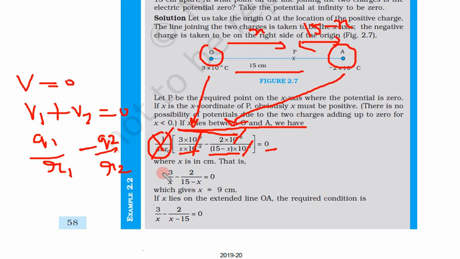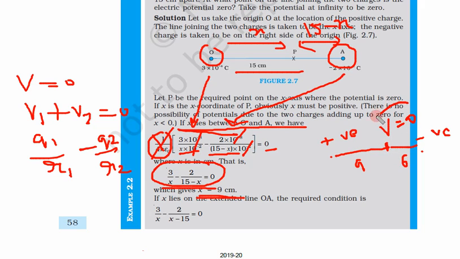Now what is remaining is 3 upon x minus 2 upon 15 minus x is equal to 0. When you solve this, x is equal to 9 centimeter. That means, this is positive, this is negative. So from this positive charge, since it is bigger, 9 centimeter away from this and 6 centimeter away from the other, there is a point where potential is equal to 0.